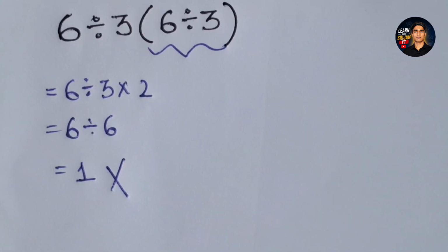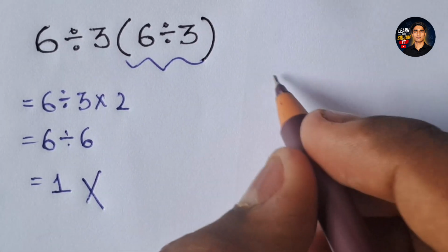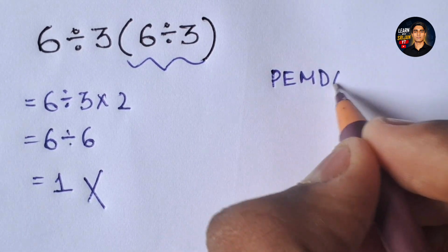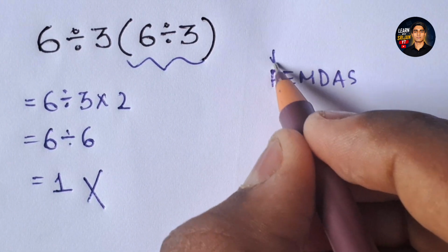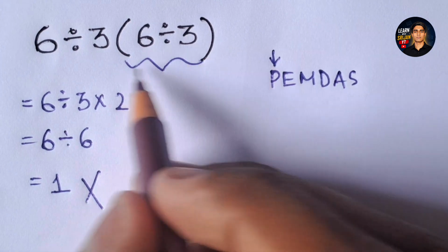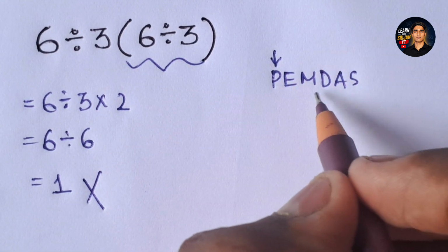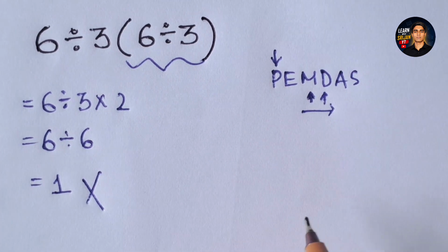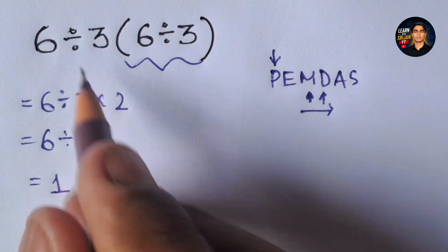Because according to the order of operations, which is called PEMDAS, where P stands for parentheses, E stands for exponents, M and D stand for multiplication and division, and A and S stand for addition and subtraction. And we have to solve multiplication and division from left to right.